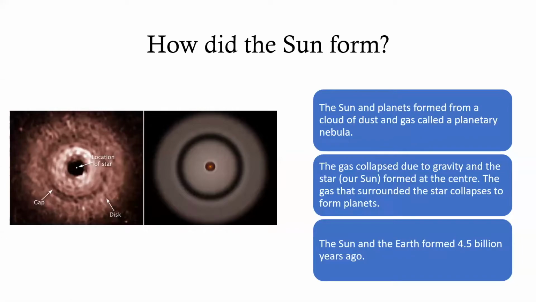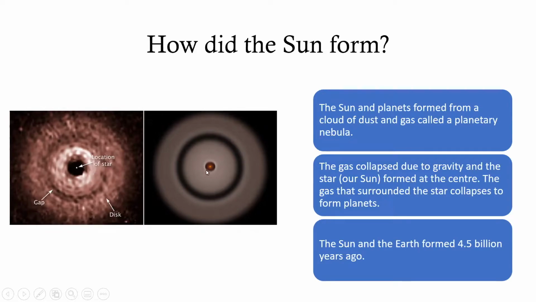First of all, looking at how the sun formed. This is a picture from a NASA telescope looking at a star forming in another part of the galaxy. You've got the star in the middle, and you've got a disk of gas and dust. There are gaps in it where planets are forming. That's actually what's happening there.